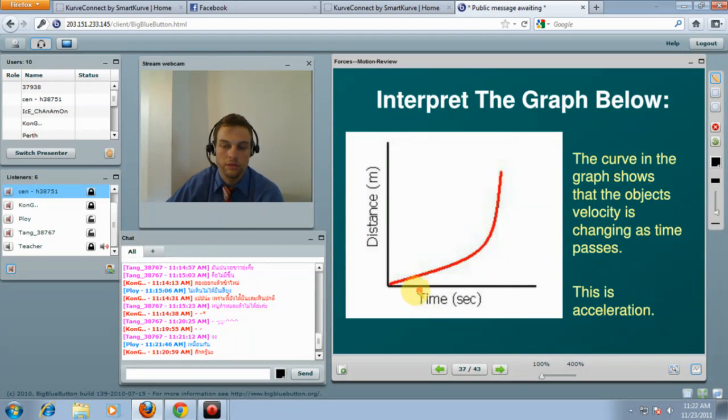So this is what acceleration is. This is the change in distance over time. So we have distance over time, which is velocity if you have the direction, and then you have this time that is changing. So to measure the change in velocity over time, you have acceleration.